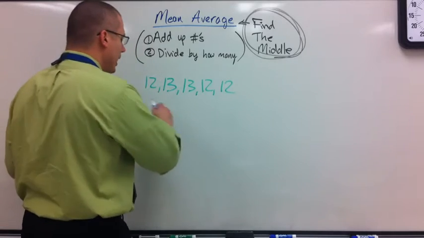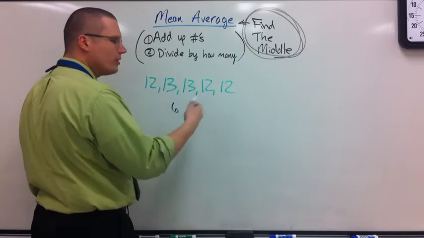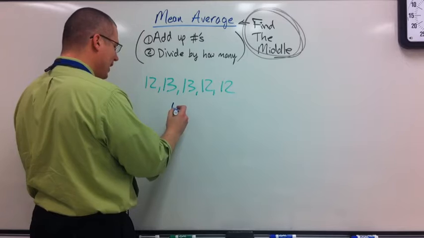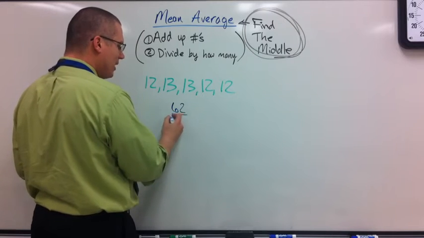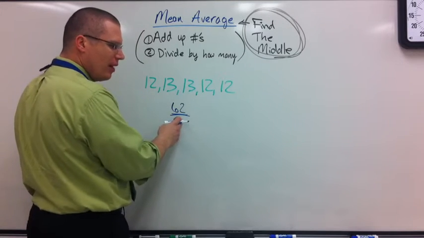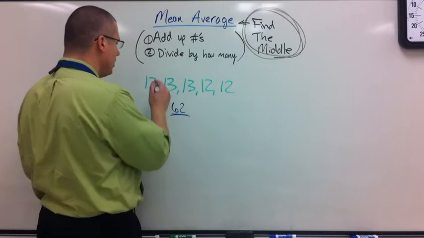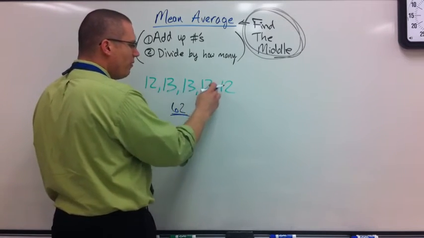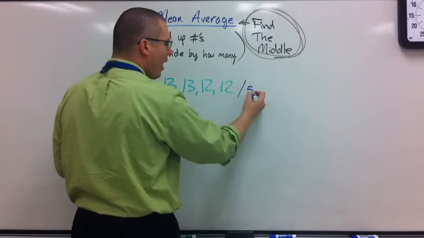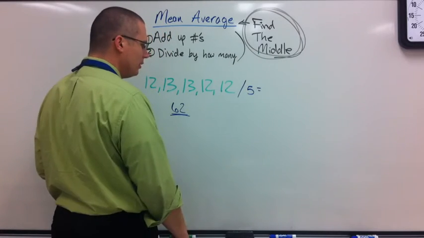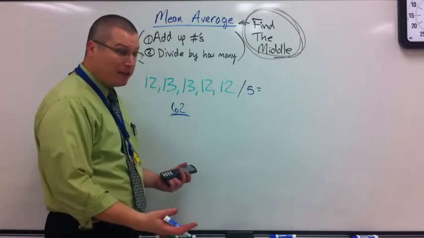Now just a quick note, it does help to write down your sum. I add all these up and I get 62. What a lot of kids do is they forget this, and then they forget what they divided by. Or they try to type everything in at once. They do 12 plus 13 plus 13 plus 12 plus 12, and then they divide by 5, and their calculator's all messed up. You know why, by the way?